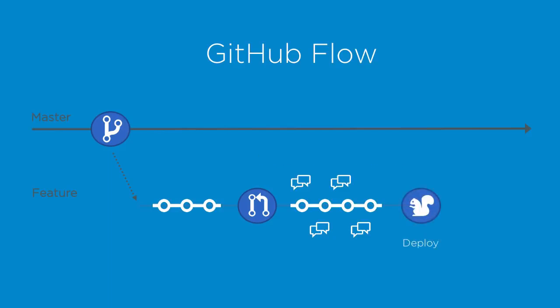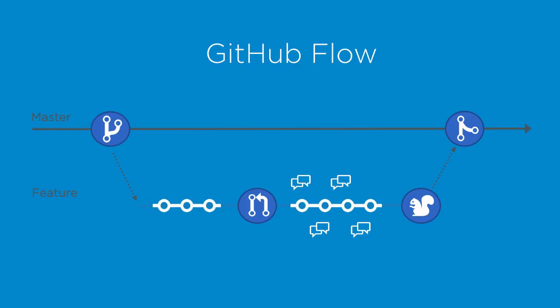After you're satisfied with the pull request and it's been reviewed and has passed any tests, it's time to deploy your changes and verify them in production. If everything checks out and your changes are verified in production, you can merge your feature branch into the master branch. Any change that was made in your feature branch is now incorporated into the master branch. And that's the GitHub flow. It's pretty simple, but very efficient.